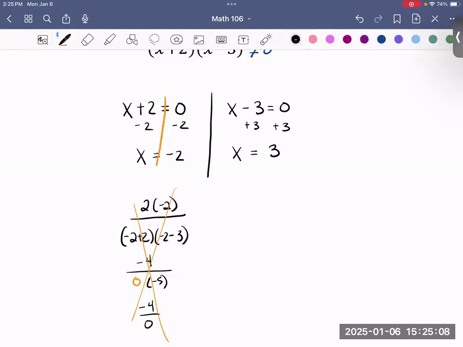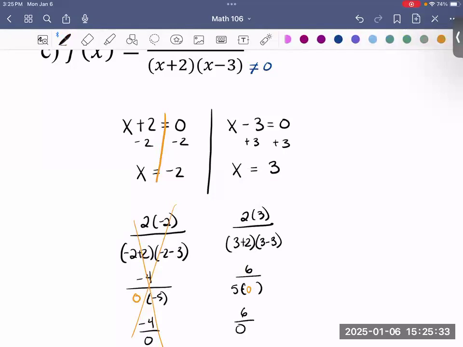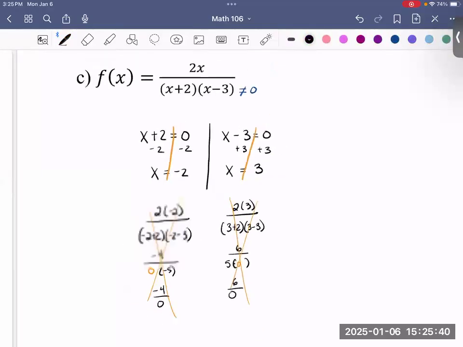If we do it again over here, 2 times 3, that part's okay. 3 plus 2, that's okay. Then we have 3 minus 3. So we have 6 over 5 times 0. And again, a big issue because then it becomes 6 over 0. Not okay. So we cannot be equal to negative 2 and 3.